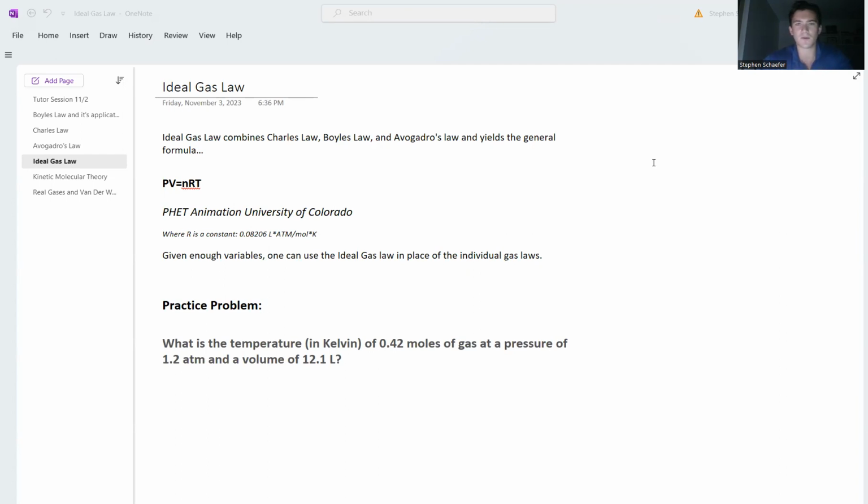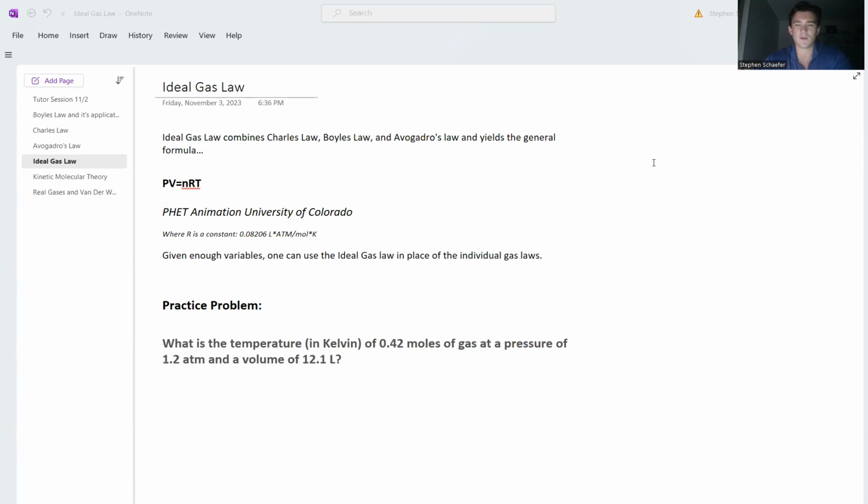So you may have heard the equation PV equals nRT, where P is pressure, V is volume, N is moles, R is the gas constant, which we'll get to in a minute, and then T is temperature, right? And usually T is going to be in kelvins.